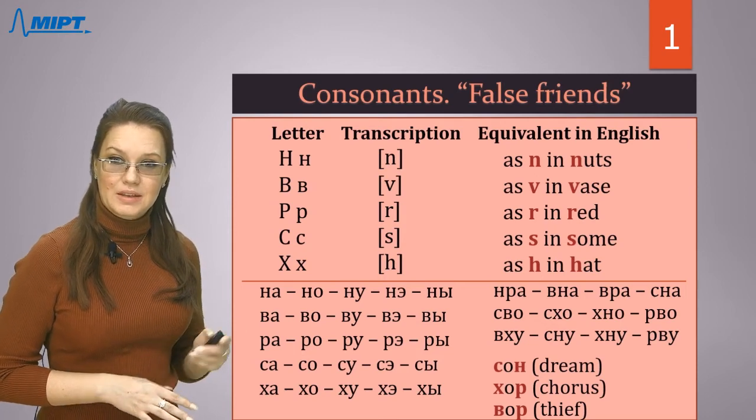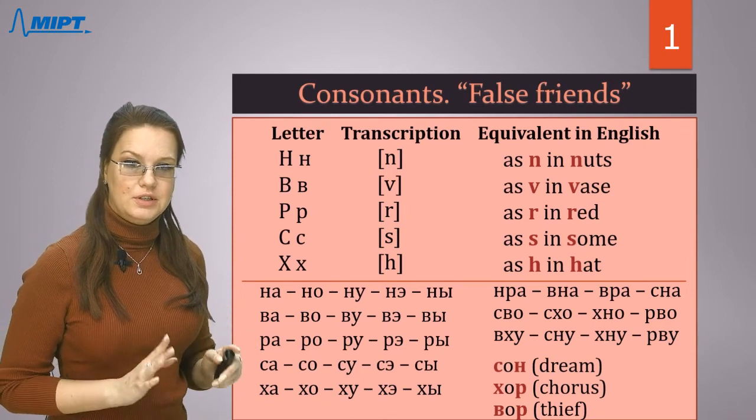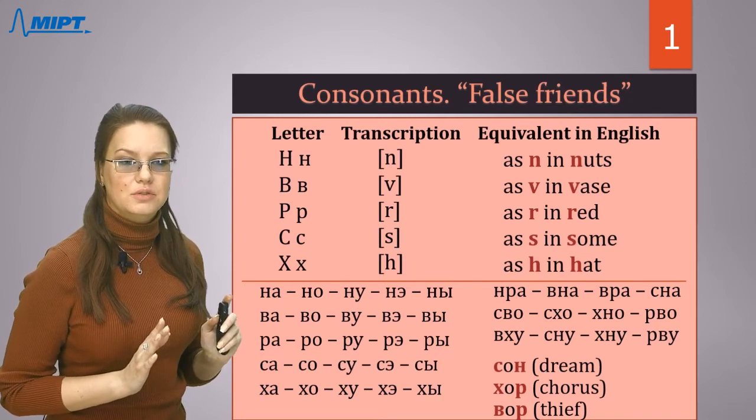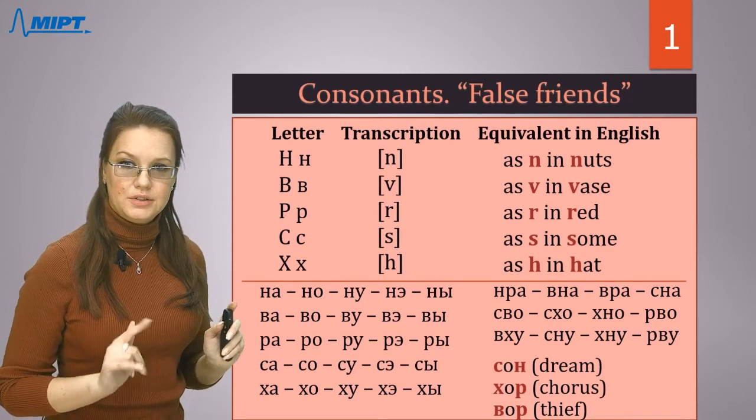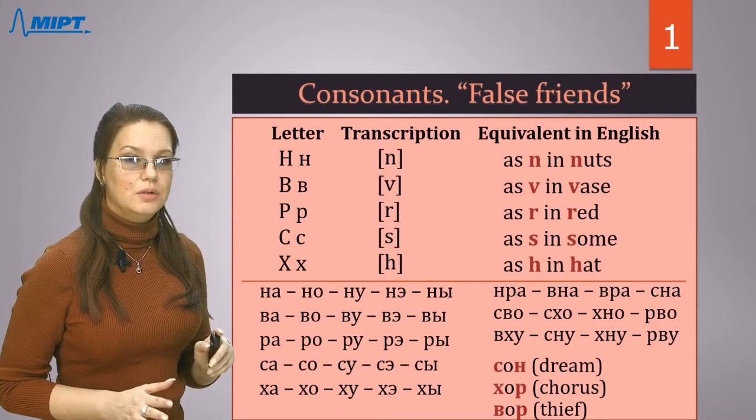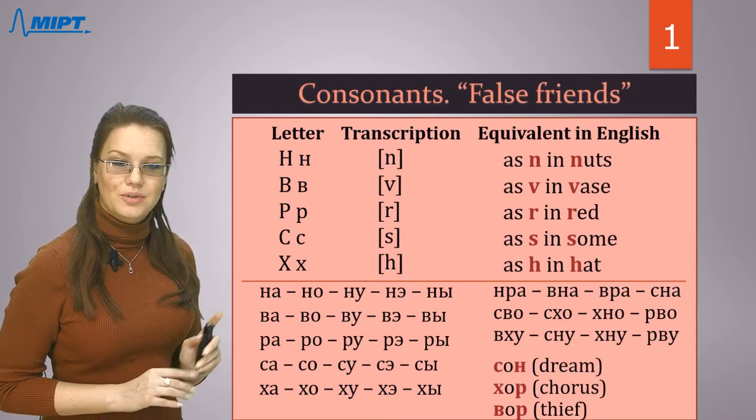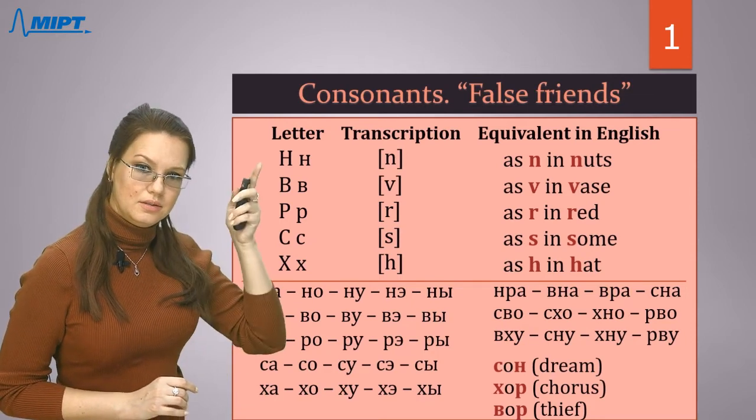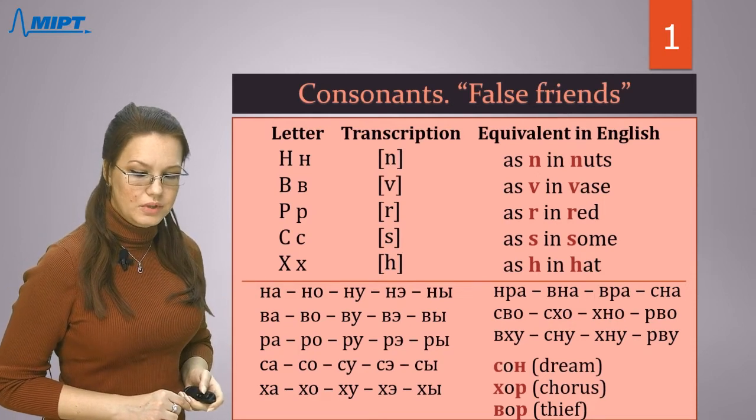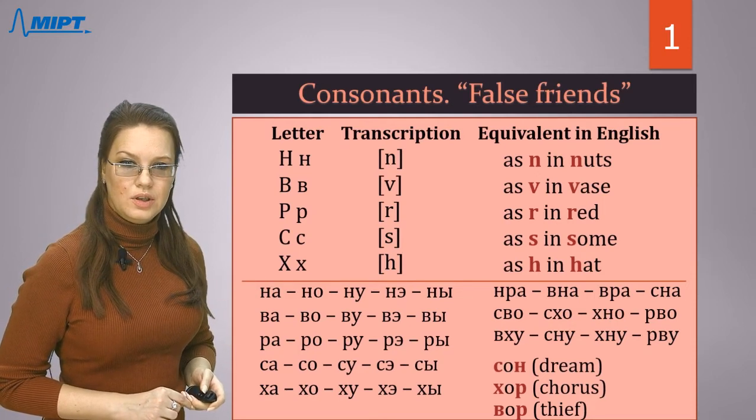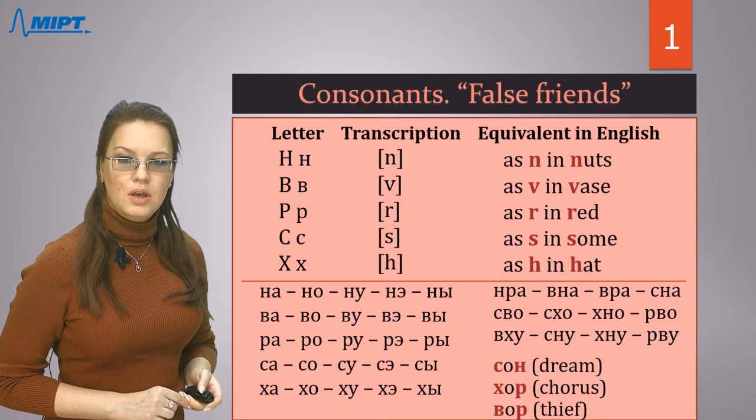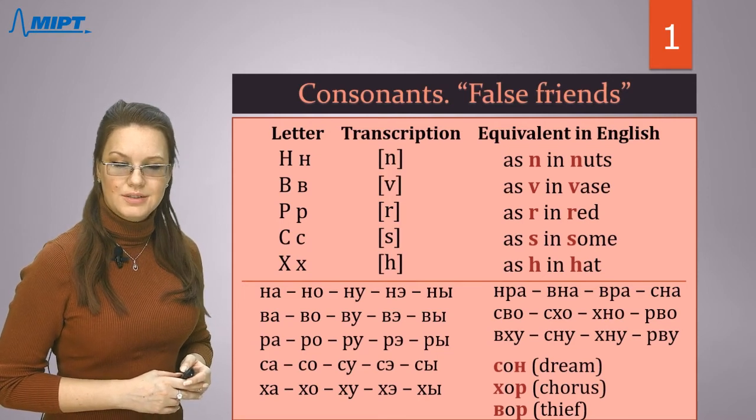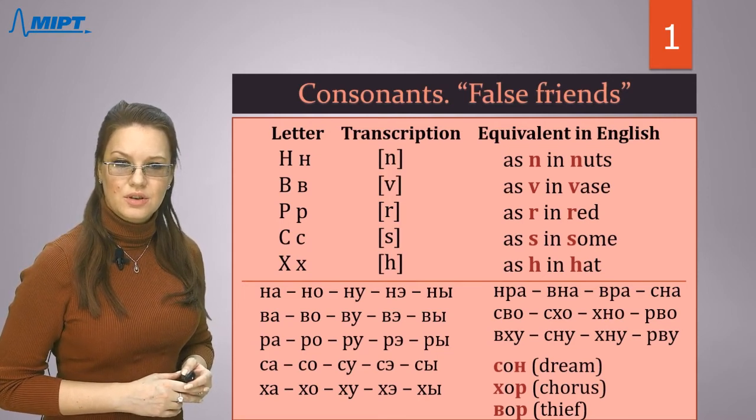So that's it. And just want to remind you that we read every letter. We never reduce consonants. You see three letters and you need to pronounce all of them. And some new words. These words contain our new letters. So, сон, хор, and вор.